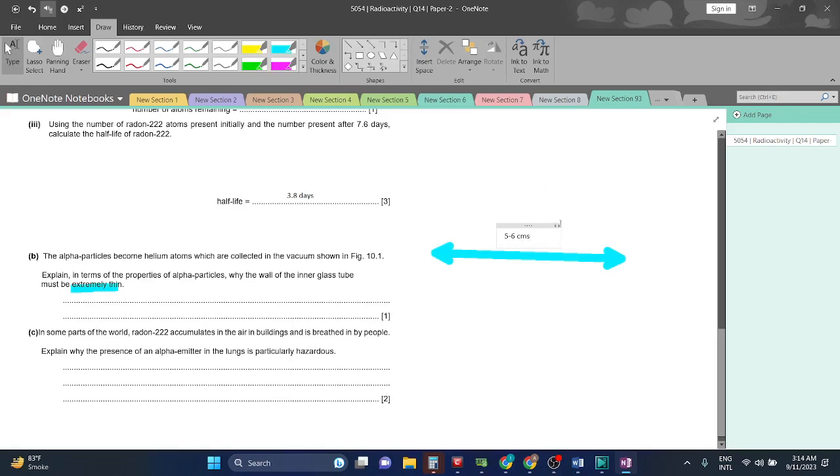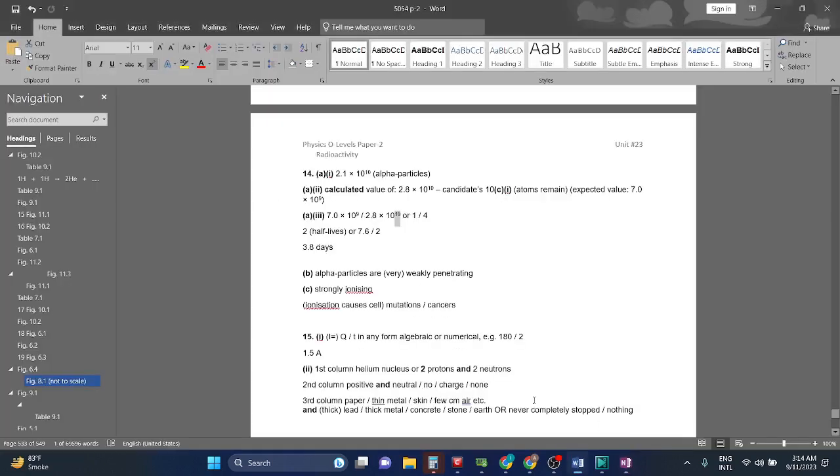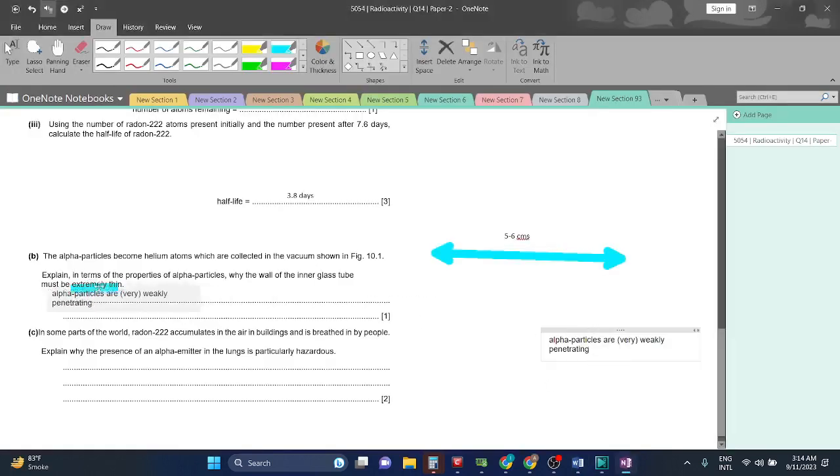और अगर वो 5 to 6 सेंटीमीटर से आगे जाने की कोशिश करें, they get absorbed by the air. ठीक है ना. So the glass tube must be extremely thin for the alpha particles to pass. अच्छा अब इसका formal answer बता देता हूँ मैं. Because the penetrating power of the alpha particles is extremely low, therefore the glass tube must be extremely thin. Alpha particles very weak penetrate. अब आगे देखते हैं हम.